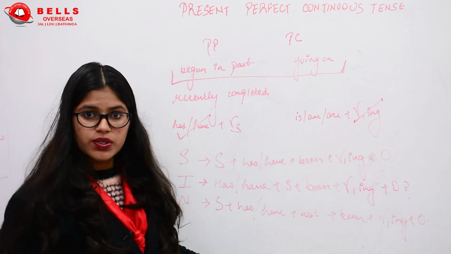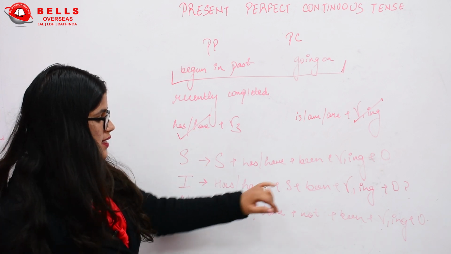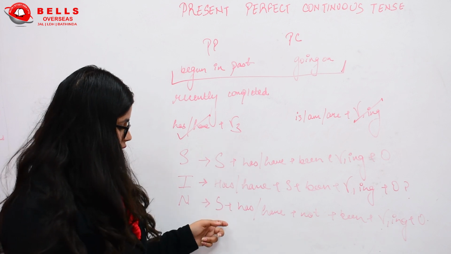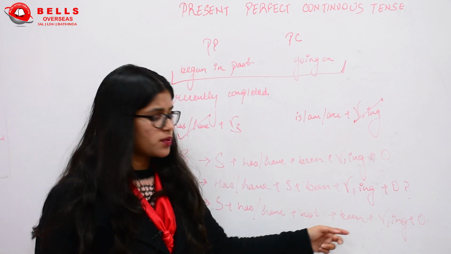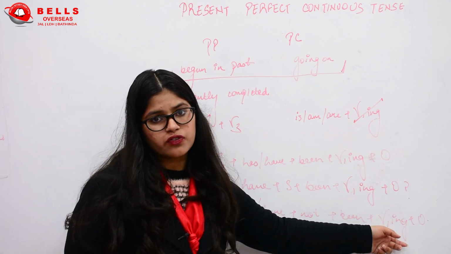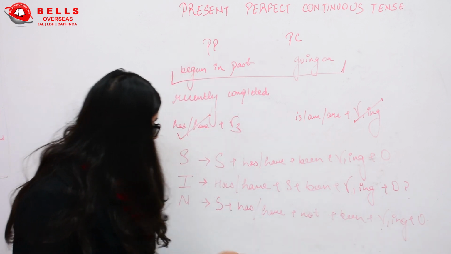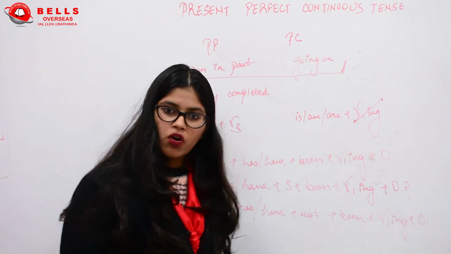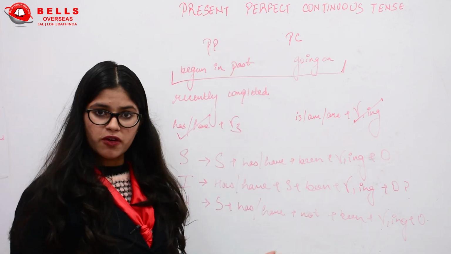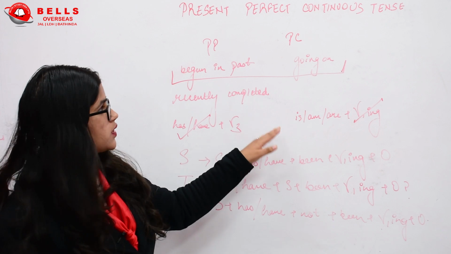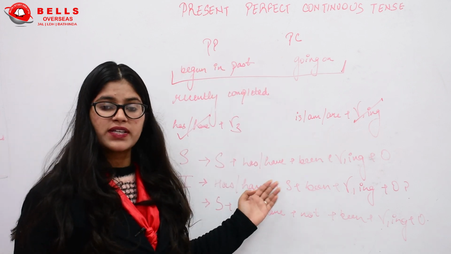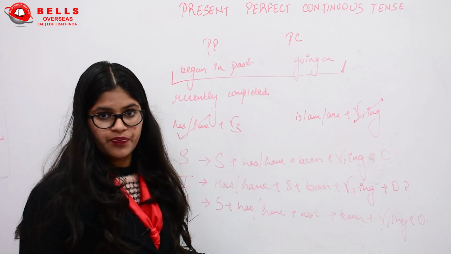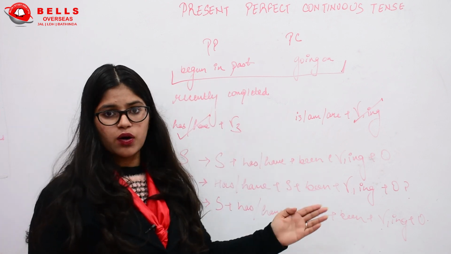When we turn it into negative, again very easy, you just have to add the word not after your helping verb. Subject plus has, have plus not plus been plus verb first form with ing plus object. She has not been studying since the morning. Alright, this was all about present perfect continuous tense. First we learned how we derived it from present perfect and present continuous tense, and then we learned how we use it. So this was all about the tenses.